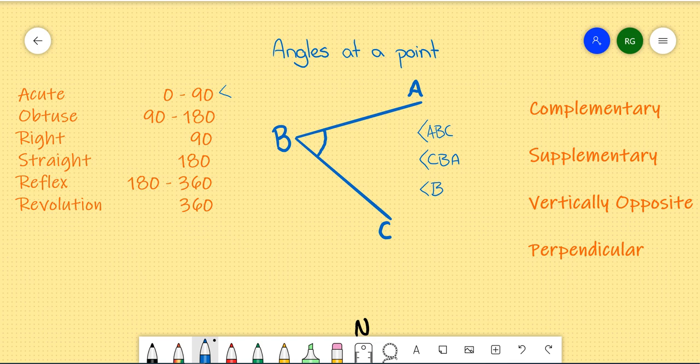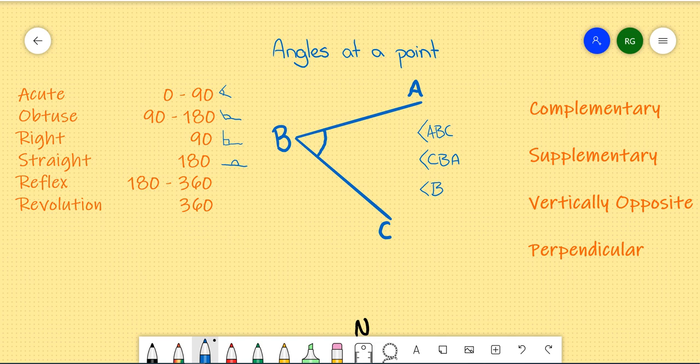An obtuse angle, which you may remember, is anything over 90 but less than 180. So often they look kind of like that. A right angle is one that is at 90 degrees. We often write that with a little square there, like so. That represents that it is a right angle. A straight angle is 180 degrees, just like that. A flat line, as if it's been opened up to be straight.